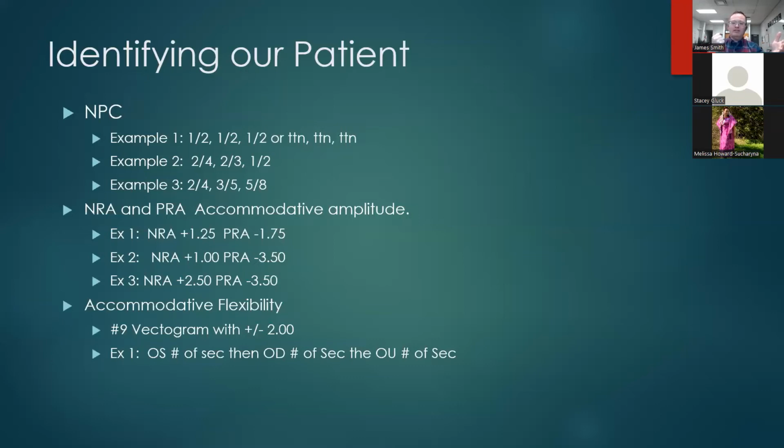So example 1, a plus 1.25 and a minus 1.75, that is their amplitude. That's how much they can flex in or how much they can relax out. And these would be kind of a low threshold. We'd like to see those numbers higher. So we can see that they're having a hard time flexing their accommodation. They're also having a hard time relaxing their accommodation.